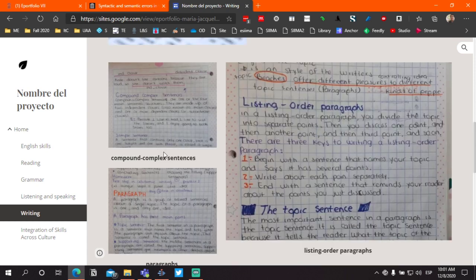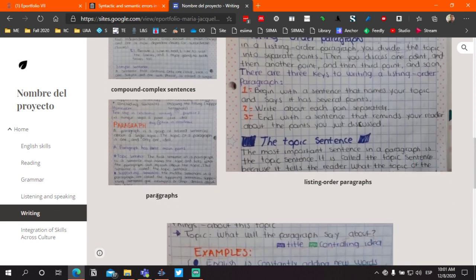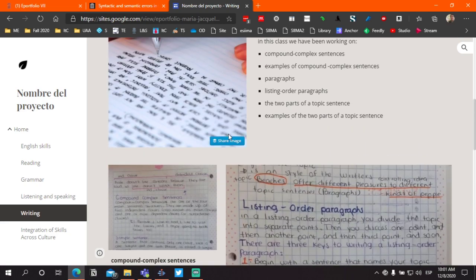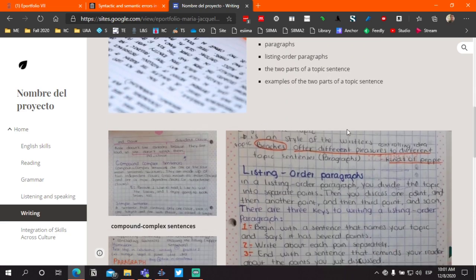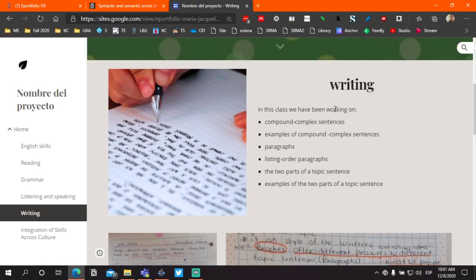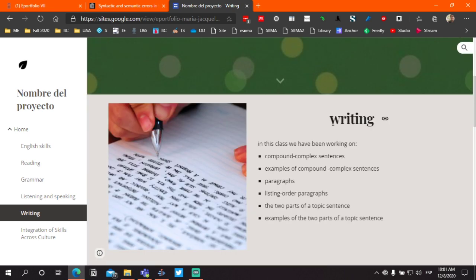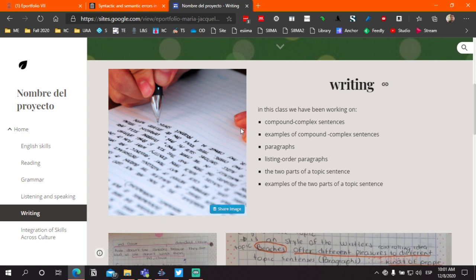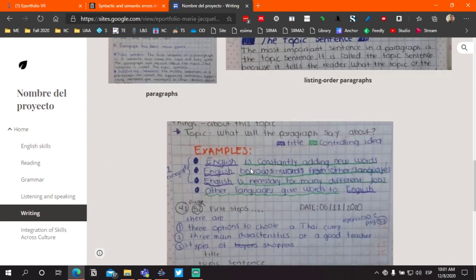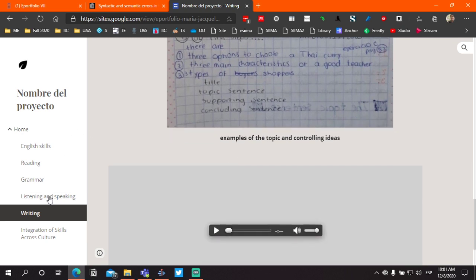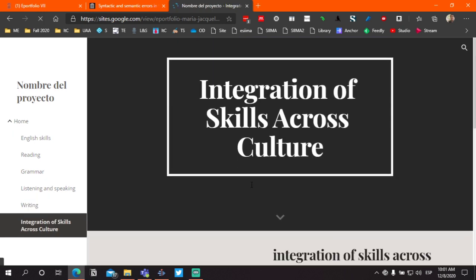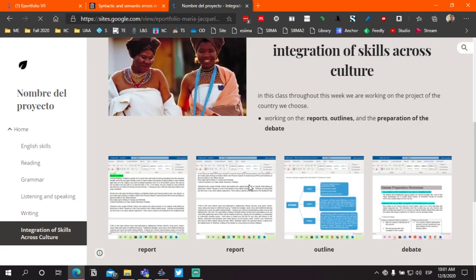Like, for example, here, compound complex sentence, make sure that it's clear. I know that you're putting headings below, but just make sure, maybe you have a divider here, or maybe even another heading that represents what these artifacts are versus what this is up here, where it says writing. Right? Maybe you could have a different heading here to describe or represent what you're working on in terms of the writing skill and your culture. Okay, yeah, this looks good.